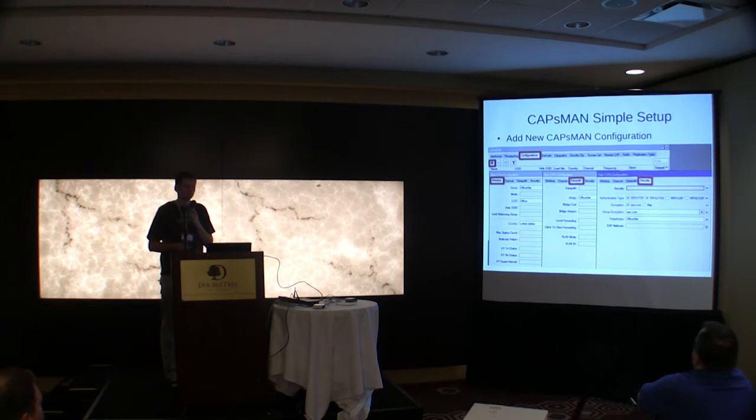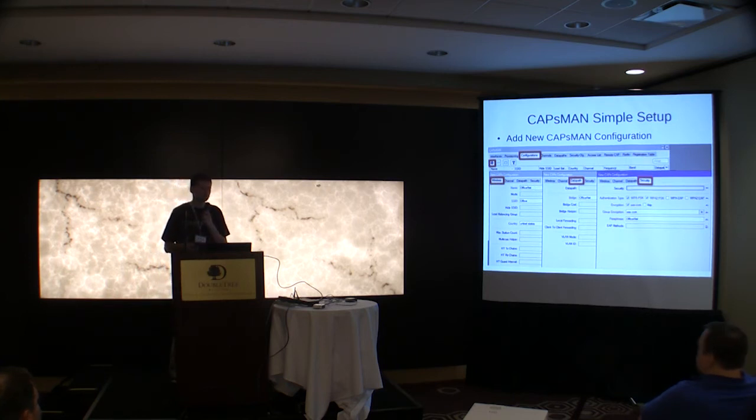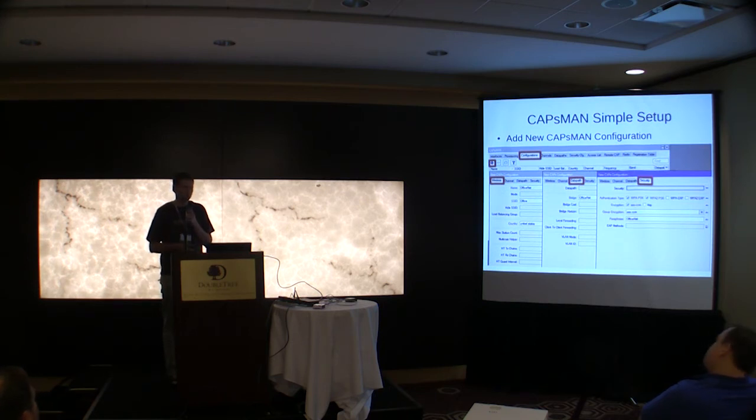And after you have enabled the CAPsMAN manager, the next thing that you need to do is create a CAPsMAN configuration. It is done in the CAPsMAN menu, and there's a configuration tab. You just click plus and create your configuration. Here are the main 3 tabs that you need. First is wireless, where you specify the name of this configuration. You can have multiple configurations in your same CAPsMAN, so you can manage multiple caps in different locations.